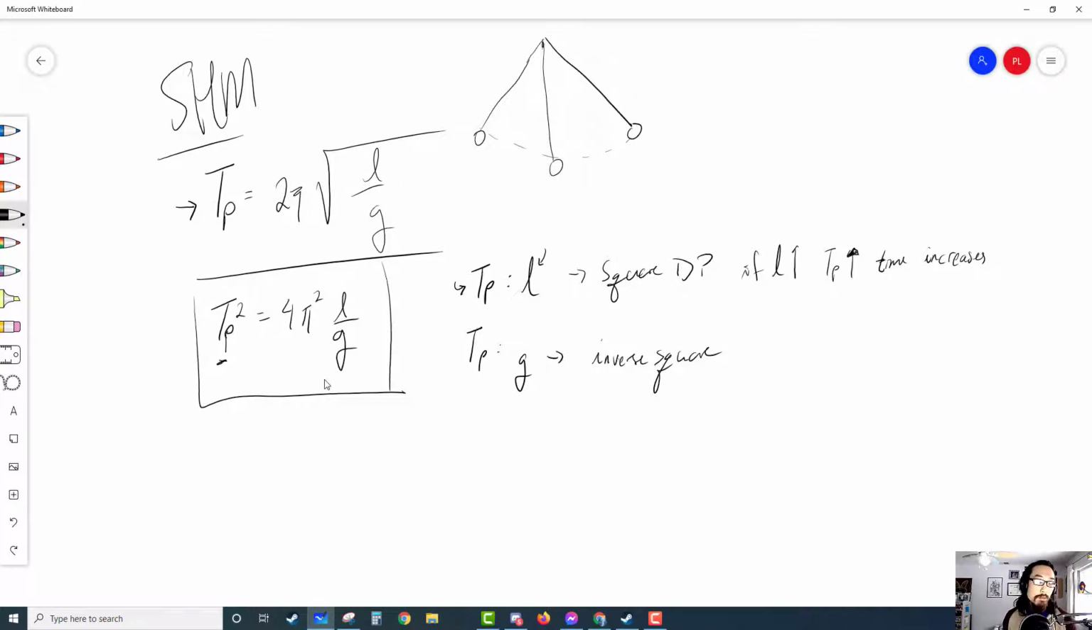So that could mean a myriad of things. It could be moving slower, or whatever the case is. The inverse is true. So if the acceleration due to gravity increases, then the period of the pendulum decreases. So this is a shorter time. It could be moving faster because the acceleration due to gravity is pulling on it a lot more.